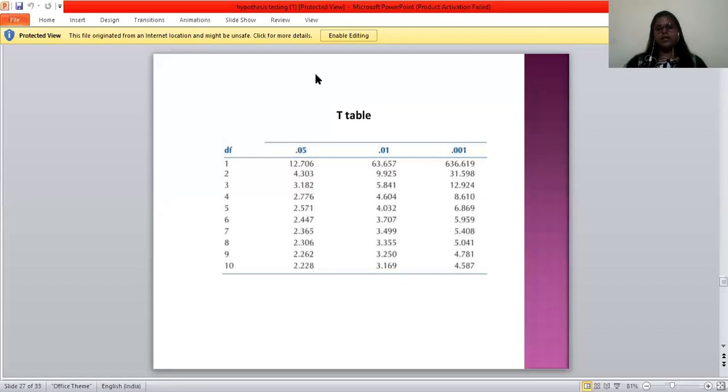Let us look into the t table. This is a tabular column which is meant to compare with the calculated value. You have the degrees of freedom 1 to 10, and the levels of significance 5%, 1% and 10%. So this is a tabular column called the t table. Once you calculate, you can always compare with the table value and then give your decision.